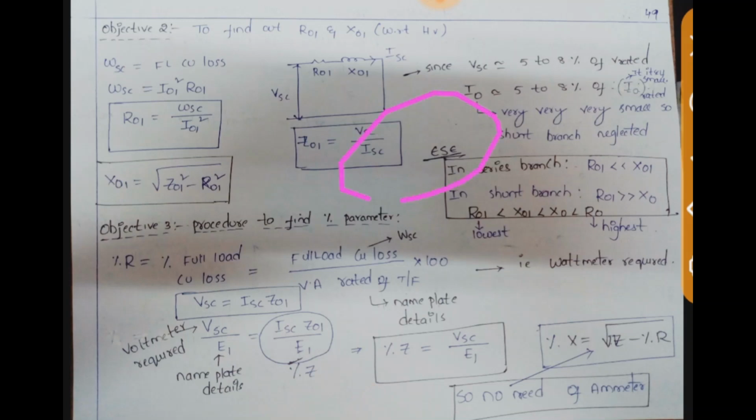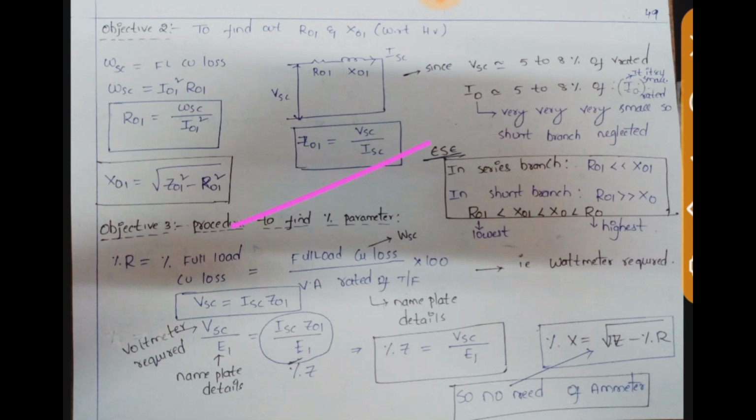This was asked in the engineering services exam: the highest is the shunt branch RC or R0, which represents the core loss, and R01 is the lowest, which represents the I square R copper losses. This is the correct sequence. Hope you have understood. Now we have found that the first two objectives are met.